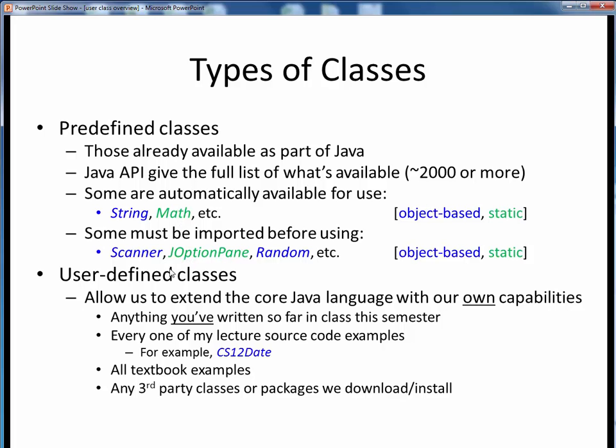In contrast, user-defined classes allow programmers to extend the core Java language with their own capabilities. Examples of these are all the code you've written so far in this course. Every one of my lecture source code examples, such as CS12Date, all the examples in the textbook, and any third-party software we might download or install.